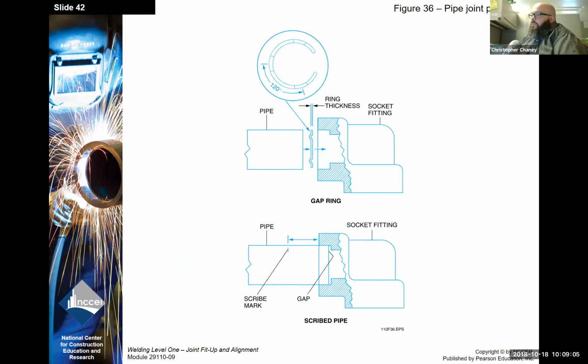Okay, here we look at the gap or a ring gap. Like I said, what these are done for is as you weld around there, that pipe has to expand, and it will expand into the fitting. If the gap is not there as it expands into the fitting, it will actually cause the weld to fail.